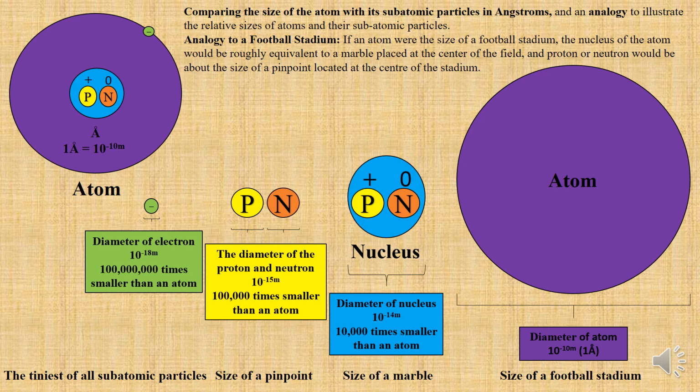Now the diameter of the atom is 10 to the power of minus 10 meters, that is 1 angstrom, while the diameter of the nucleus is 10 to the power of minus 14 meters, which is 10,000 times smaller than an atom. The diameter of the proton or neutron is 10 to the power of minus 15 meters, which is 100,000 times smaller than an atom. And the diameter of the electron is 10 to the power of minus 18 meters, which is 100 million times smaller than an atom.